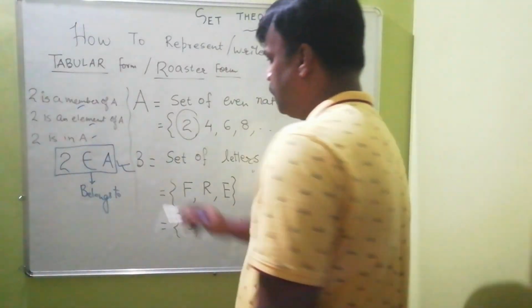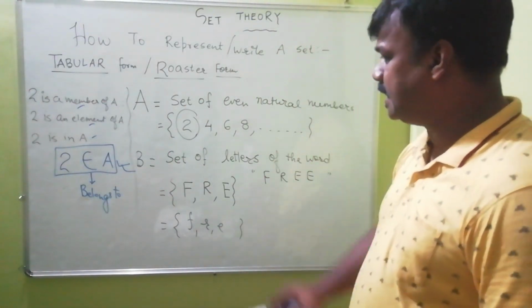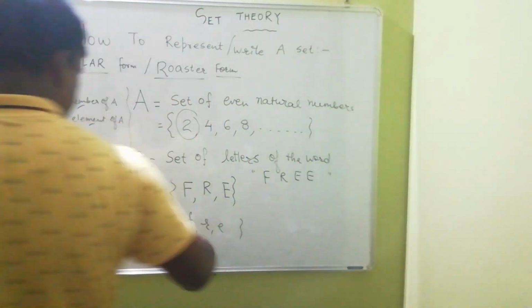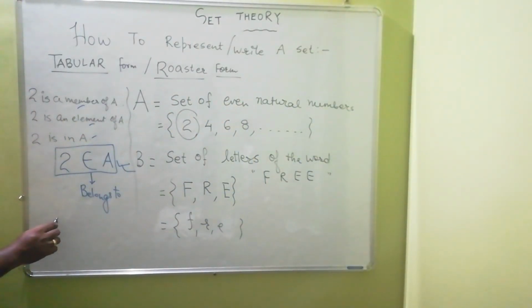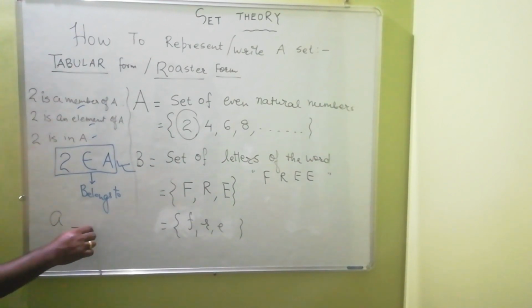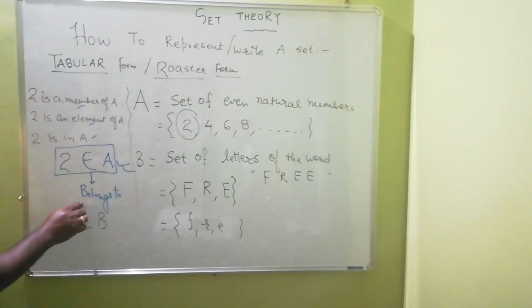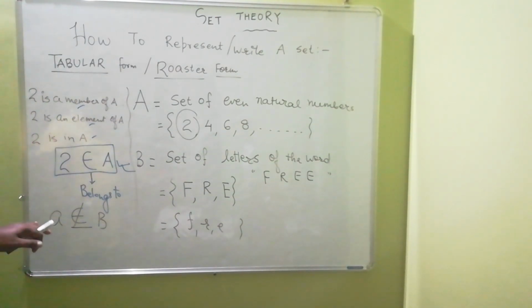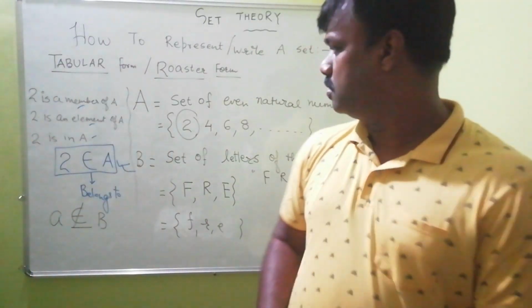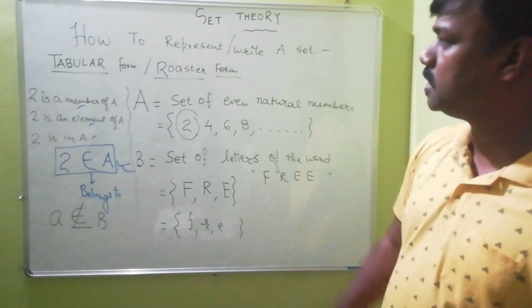Now similarly here F, R, E is there. Suppose I am writing here for set B, small a, just putting a blank space at B. Here small a is not a member of this. So shall we write belongs to? No. Does not belong to, you just write like this: a does not belong to B. So this is the way of writing the elements of a set in roster form or tabular form.